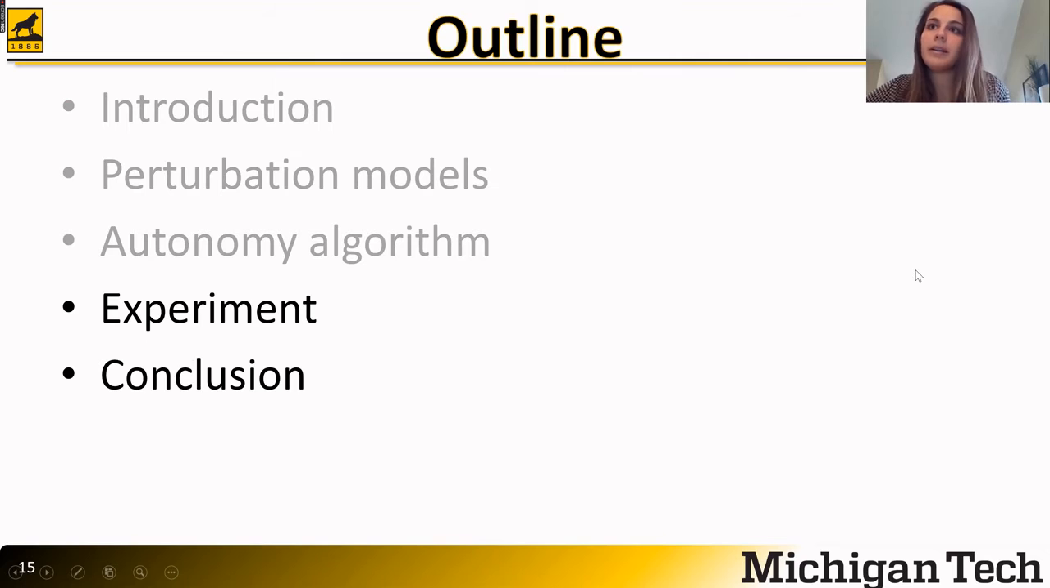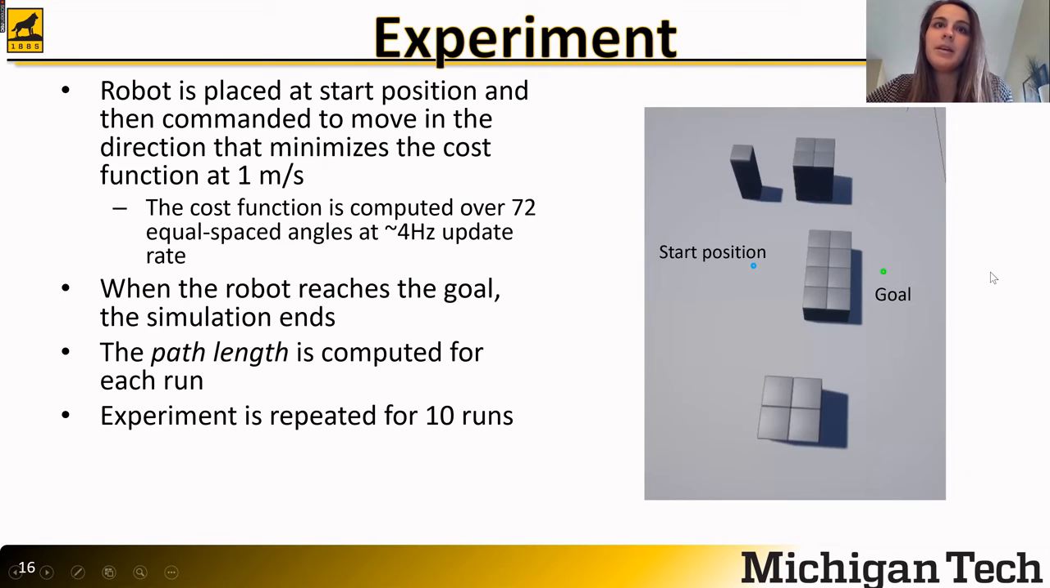Now looking into our experiment. What we did is we had our robot placed at the start position, and we just ran it and had it travel to this goal position. It would move in a direction that minimized the cost function at 1 meter per second. And then when the robot reaches the goal, the simulation ends and the path length is computed for each run. And that is how we determined how obscured the path was based on each perturbation model. So for each of the 6 models, the experiment was run 10 times.